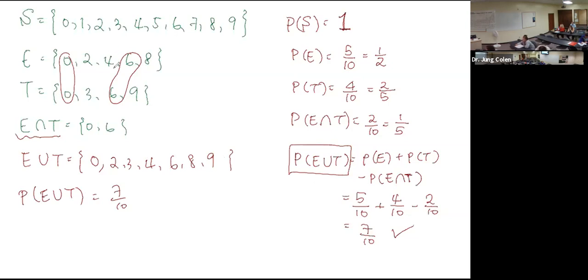If you have a small number of elements like our events here in this example, you can list it like this. But if you have more than this, the formula is so much more efficient. So remember, for the probability of E union T, you add each of the probabilities and take away the intersection part once, because it's overlap, we counted it twice, and we take that away once. Does it make sense?